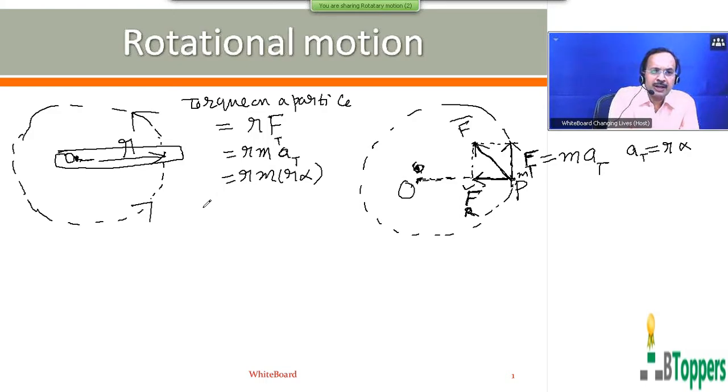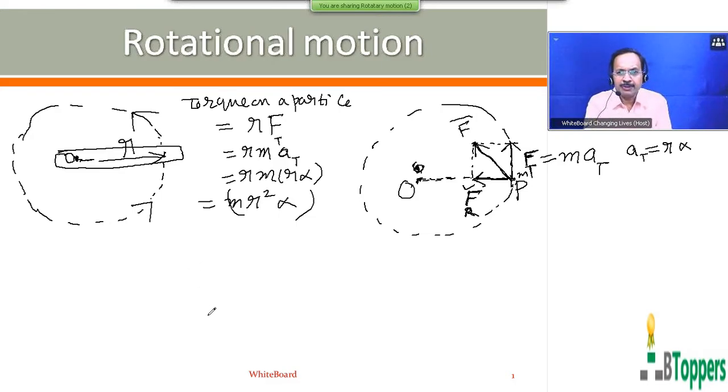So the torque acting on a point mass m situated at perpendicular radial distance r from the axis can be written as m r square alpha. As I discussed in the beginning class, when a rigid body performs pure rotational motion about a fixed axis, at any particular instant the angular acceleration alpha will be the same for different particles of the rigid body. The angular quantities omega and alpha are the same for all the particles of the rigid body.